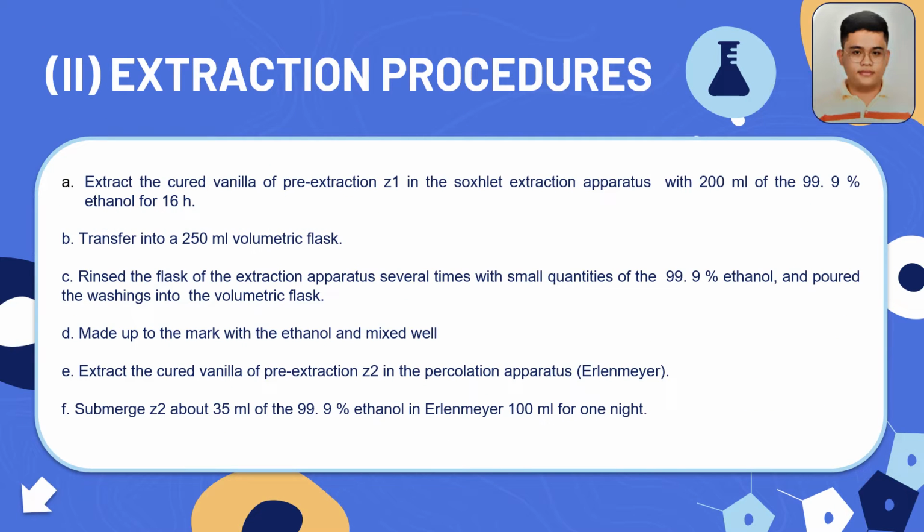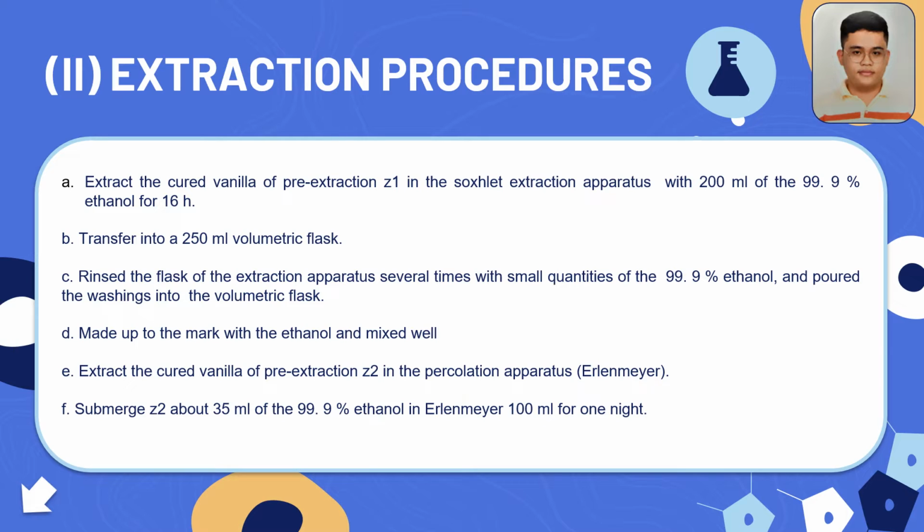Second is the extraction procedures. Extract the cured vanilla of pre-extraction Z1 in the circular extraction apparatus with 200 ml of 99.9% ethanol for 60 hours. Then transfer into a 250 ml volumetric flask. Rinse the flask of the extraction apparatus several times with small quantities of 99.9% ethanol and pour the washings into the volumetric flask. Make up to the mark with the ethanol and mix well.